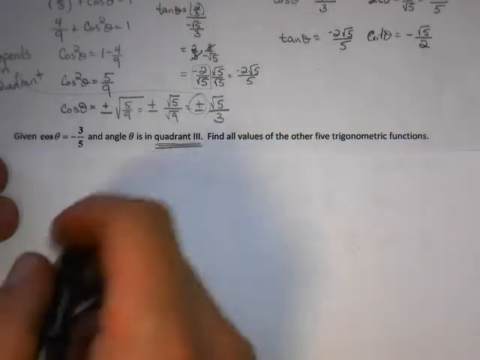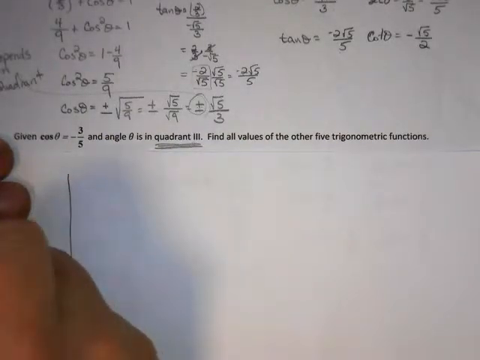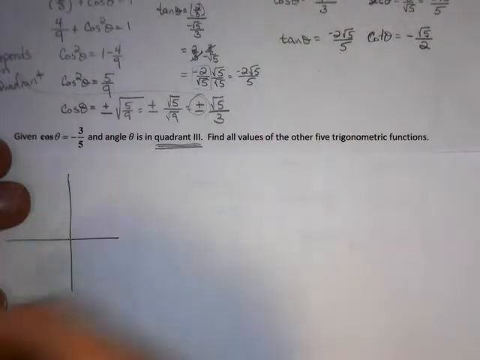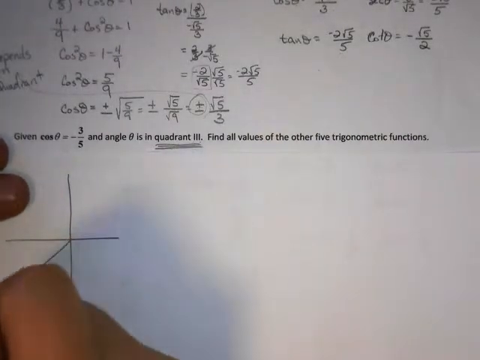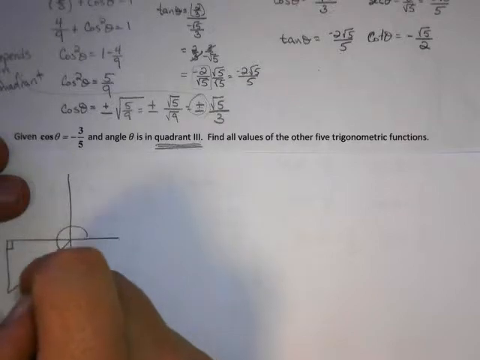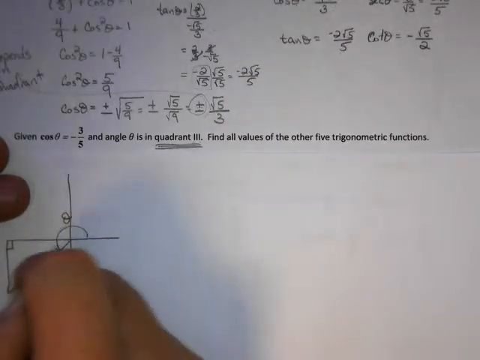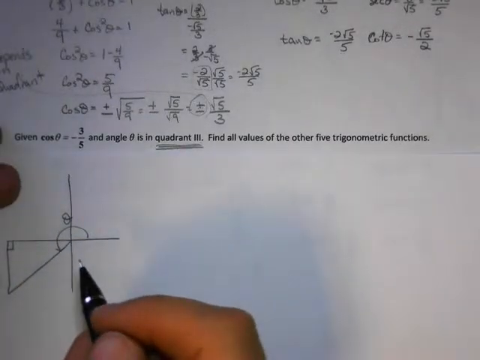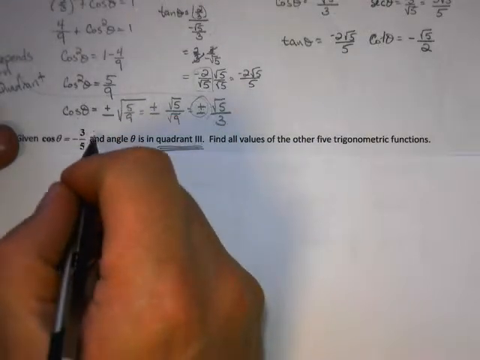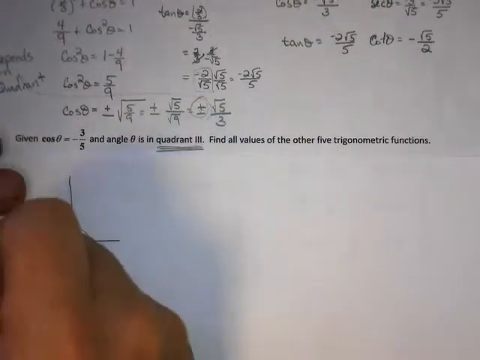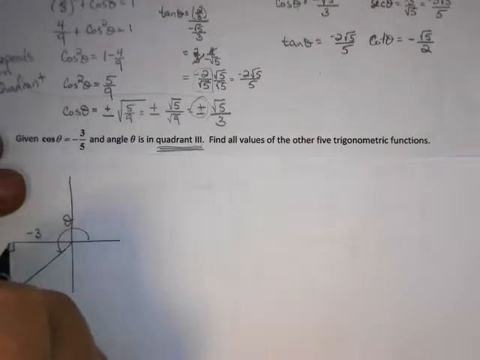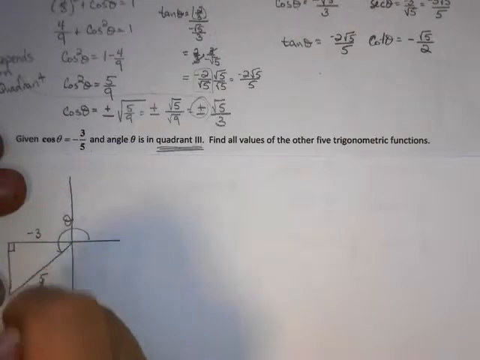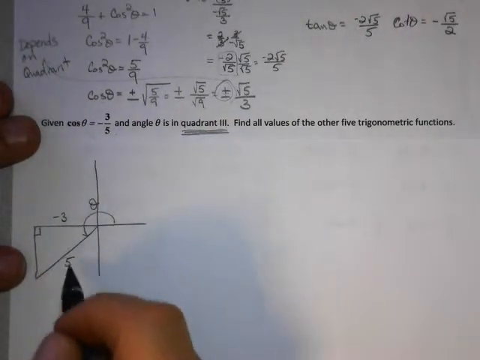So notice, instead of using identities, if I know I'm in quadrant 3, so here's my triangle, always going to the x-axis, and here's theta. So even though theta's that angle, I can use this right triangle in the third quadrant as my reference. Now cosine is going to be x over r. So I know this is negative 3, which makes sense. And this is 5. So that's my adjacent over hypotenuse, or x over r. How do we find this other side?